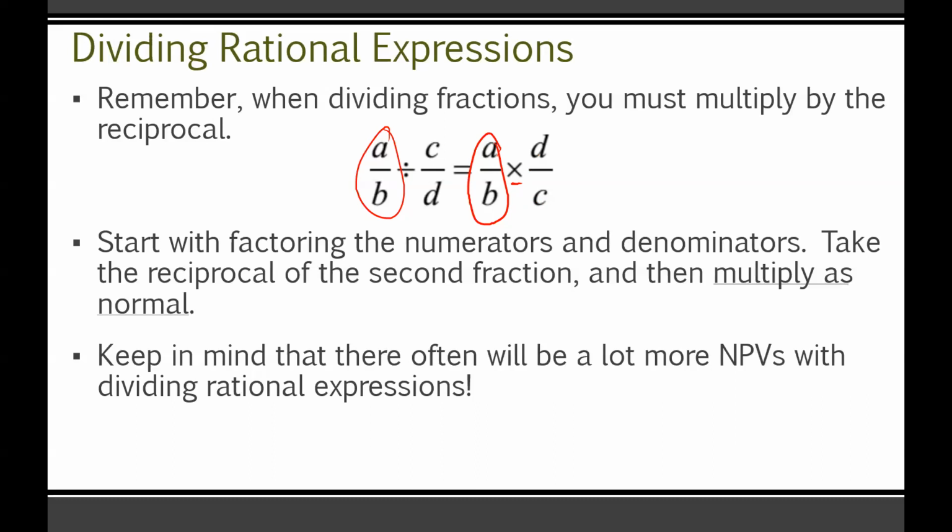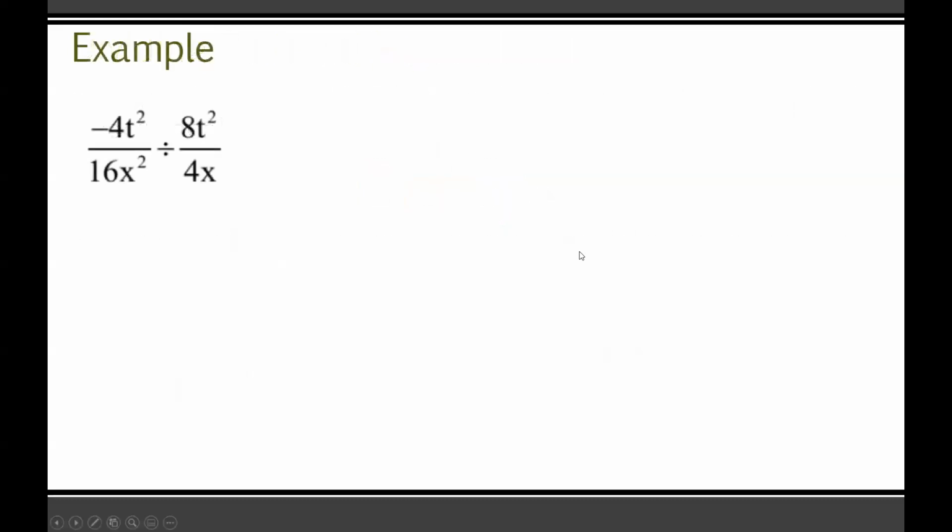Now here's a bit of a warning. Keep in mind that since you have a division and then a flip, there's going to be a lot more NPVs when you're dividing rational expressions. I kid you not, it's not unusual for you to have upwards of 6 different NPVs. Not always, sometimes you have fewer than that, but NPVs are things that show up in the denominator at any step, even before you flipped, and after you flipped. So these NPVs are going to show up everywhere. Anyway, let's see an example.